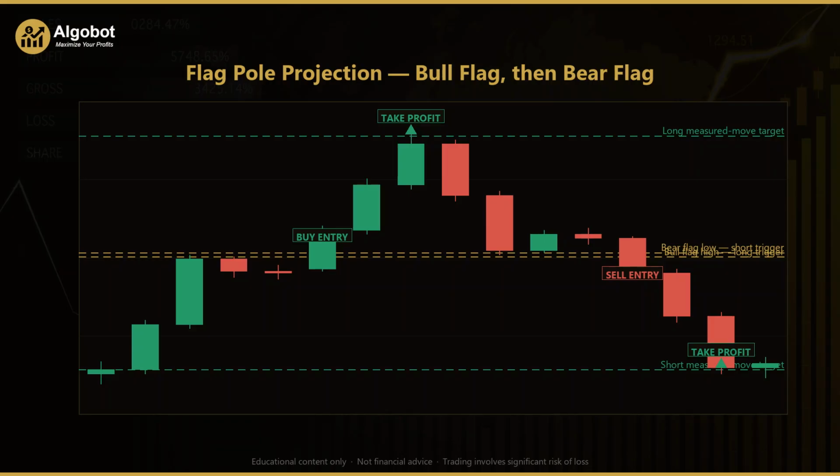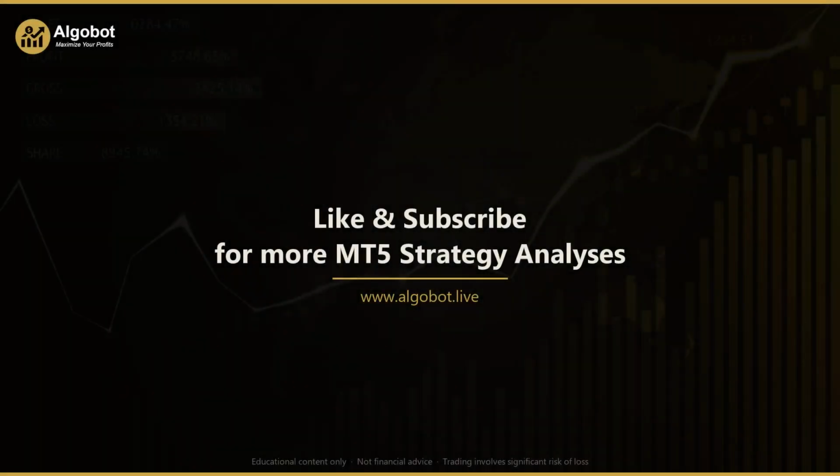This is for educational purposes only, to show how the rules translate into chart action. So that's flag pole projection. We covered how it builds a quiet baseline, how it confirms a powerful pole and a tight, shallow flag, how it enters only on a live and fresh breakout, and how it sets its stop beyond the flag while projecting the pole height to a measured move target. It's a clean, rules-based look at one of the most classic continuation patterns in trading, built entirely from raw candle geometry with no indicators at all.